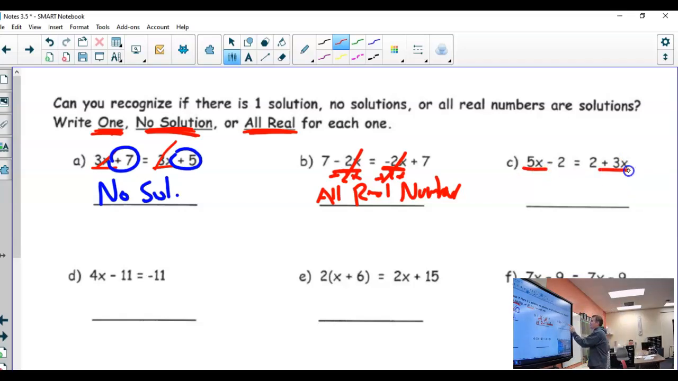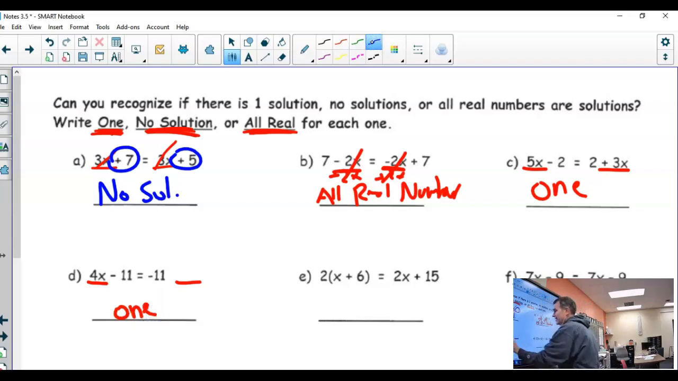This time the variable is not the same. So it's not going to cancel out of the problem if it's not the same. And therefore, you're going to get an answer, right? How about letter D? It's one of the trickiest kind for a lot of people. Is the variable term the same on both sides? Nope. Over here you have a 4x, and over here you don't even have a variable. So you're going to get an answer.